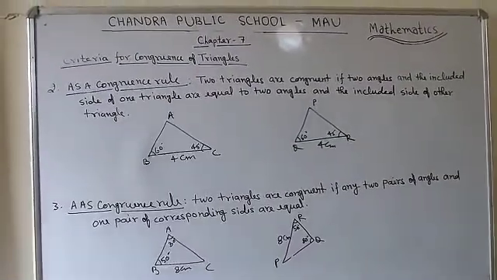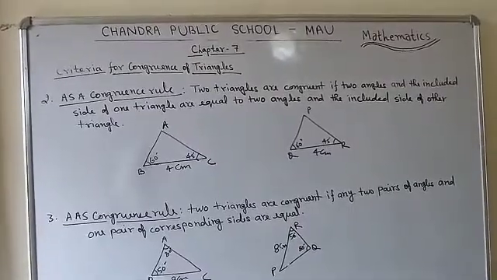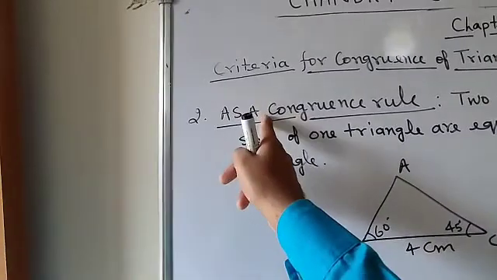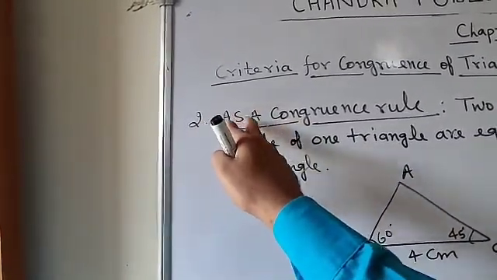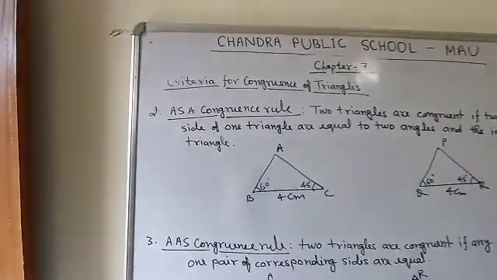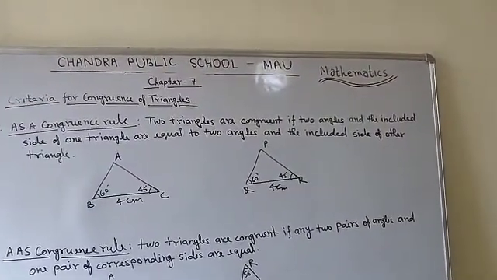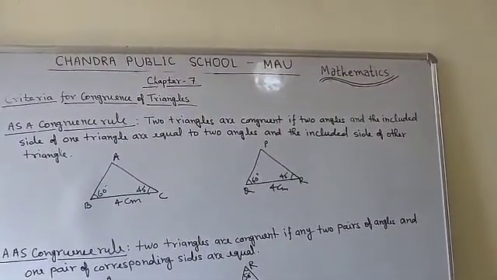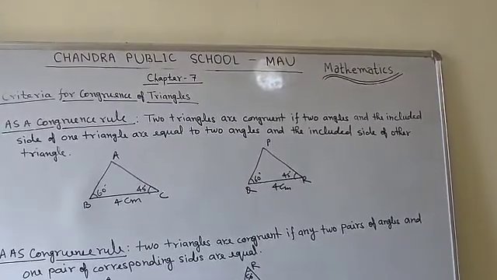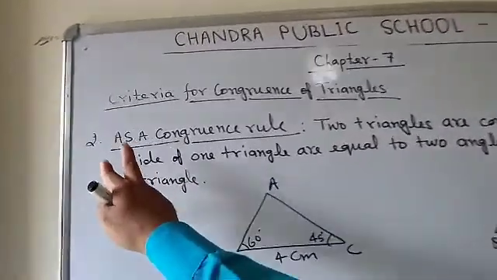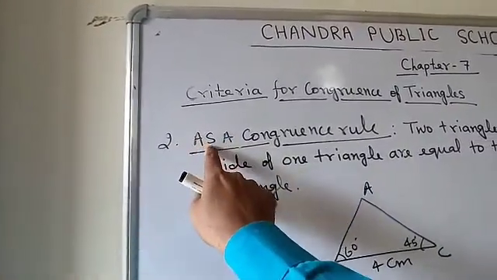Now, second is the ASA congruency rule. Here ASA means angle, side, angle. According to that, two triangles are congruent if two angles and the included side of one triangle are equal to two angles and the included side of the other triangle. So ASA also indicates that there should be two angles and one side.